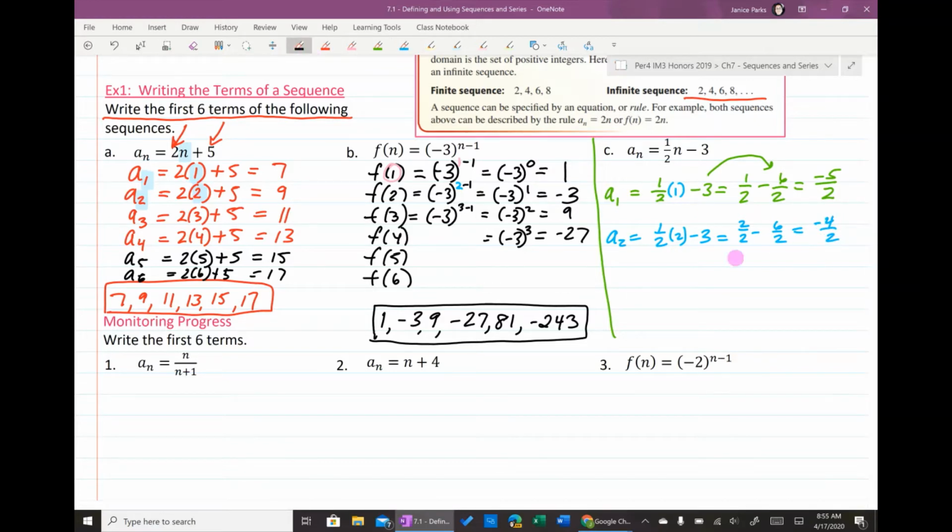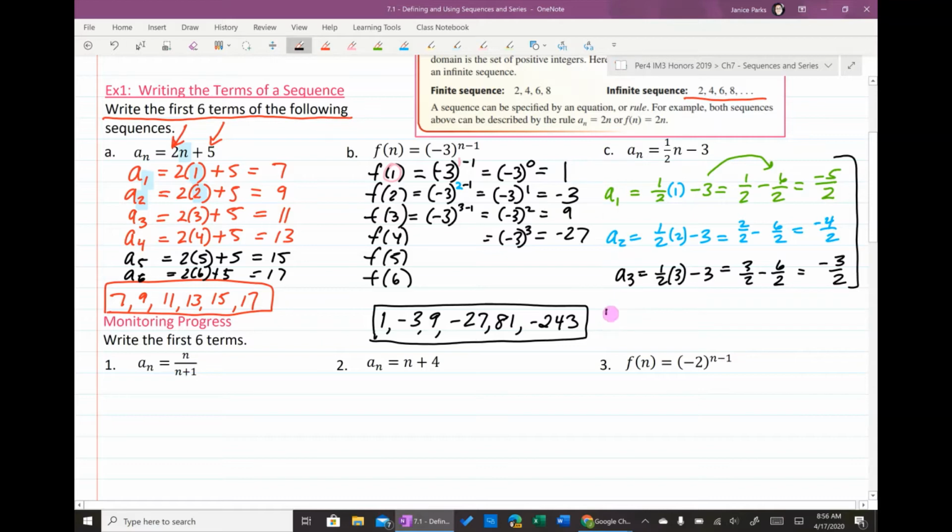For the next one, you could probably figure out for the third term that it's going to be 1/2 times 3 minus 3. So this number would be 3/2. The -3 is, again, -6/2, which is -3/2. So you can see the pattern already. But when we write the answers down, we need to write those reduced.